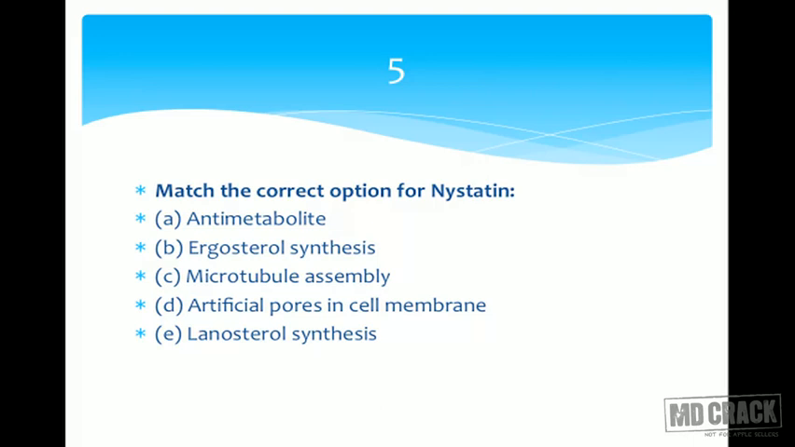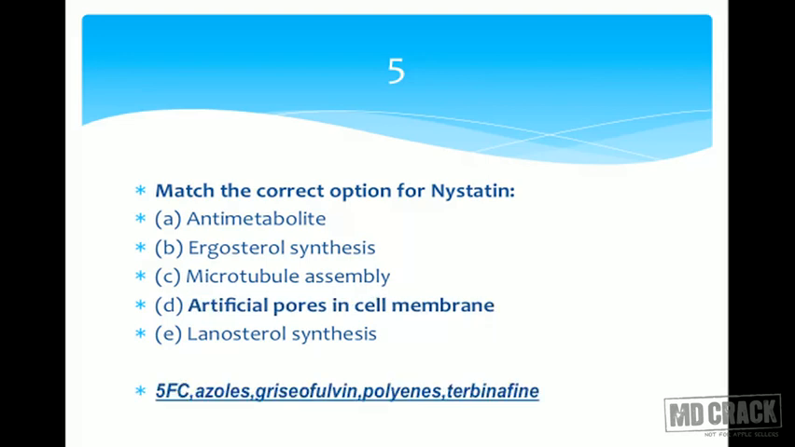Nystatin is a polyene antibiotic. It's from the same group as amphotericin B. And this is why these drugs lead to formation of artificial pores in the fungal cell membrane. That's a very, very classic effect of the polyene antibiotics. So they combine with the ergosterol in the cell membrane, and then they form the artificial pores, and there'll be leakage of the substances from the cell membrane. So that's the mechanism of action for nystatin. Let's go to the answer. Yes, artificial pores in cell membranes.